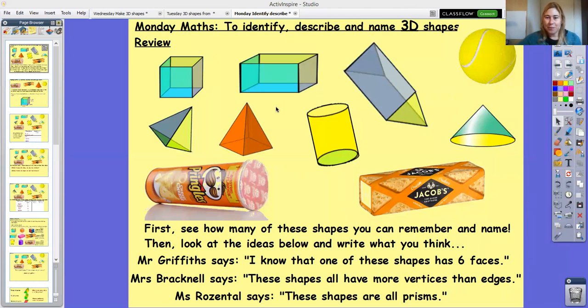Okay, so hopefully you got on well with remembering the shape names. If you weren't sure about some of the shape names, don't worry, because we're going to go through them all as we go through this lesson, and we're going to go through the teacher's statements bit by bit as well.